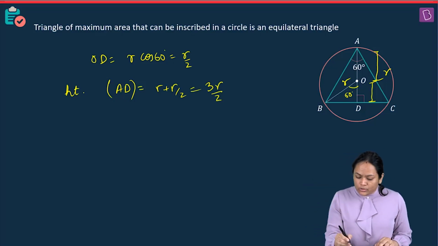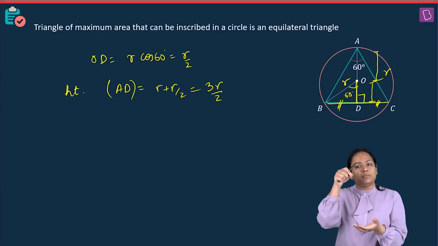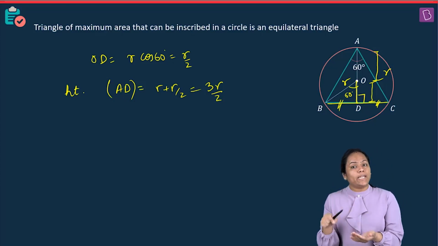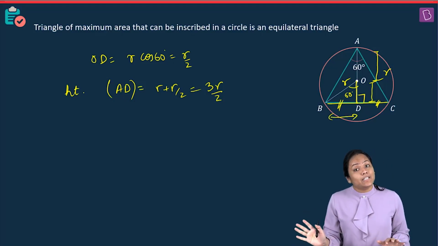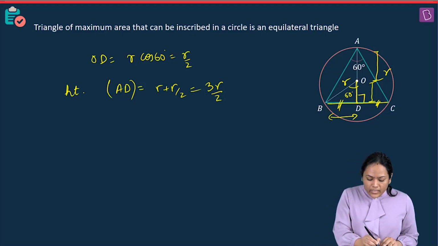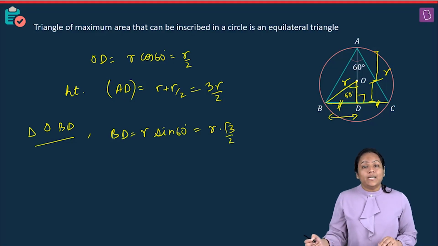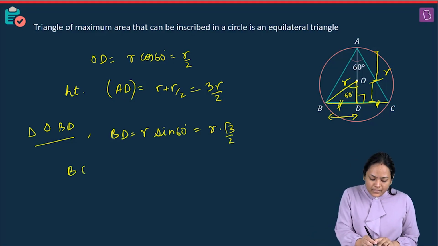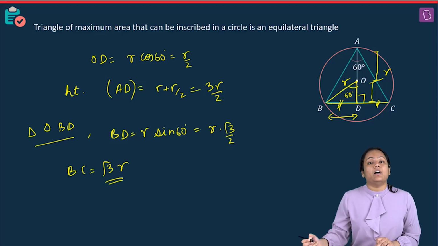And let's work out the side also. I know that OD definitely will bisect my BC, because if I draw a perpendicular from the center to any chord, it bisects it. So if I get BD, I can definitely get the entire length BC, right? So what is BD? Well, when I consider my triangle OBD, I can say that my BD will be equal to r sin 60 degrees, that is equal to r multiplied by root 3 by 2. And if my BD is root 3 by 2 r, my BC, or the side of the equilateral triangle, will be twice of it. So that is going to give me root 3 r.